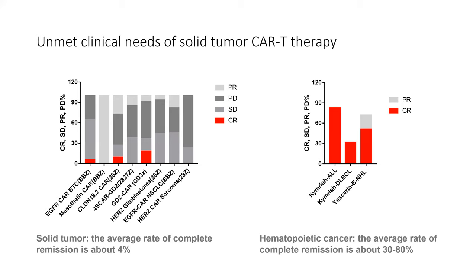Not only are there fewer trials against solid tumor, but when we look at the efficacy of CAR T therapy against solid tumor, the average rate of complete remission is about 4%. However, with similar CAR design and a different target to treat hematopoietic cancer, the average rate of complete remission is about 30 to 80%.